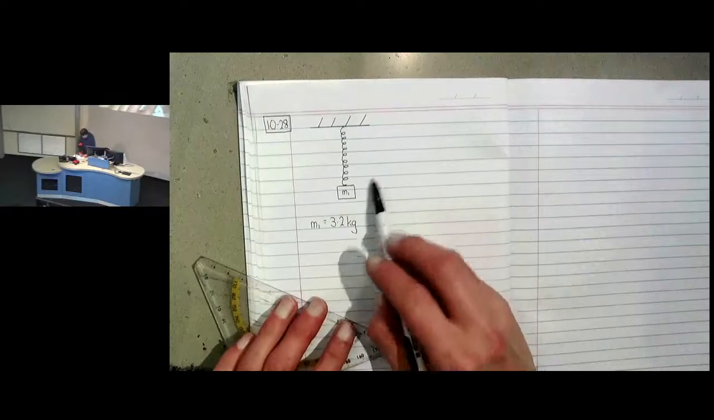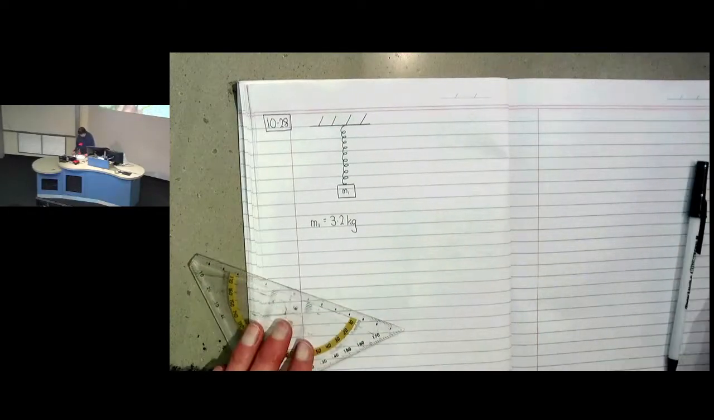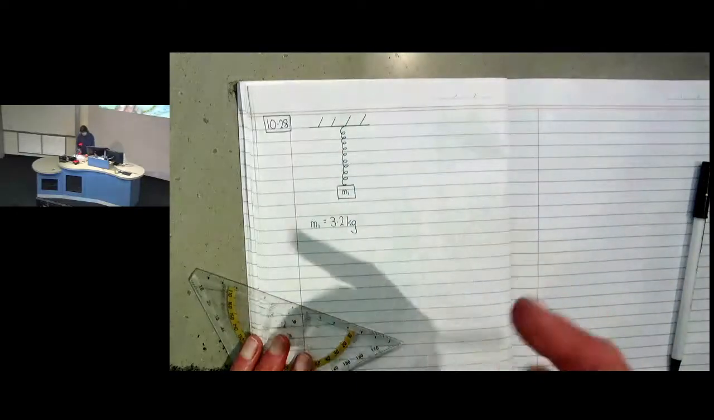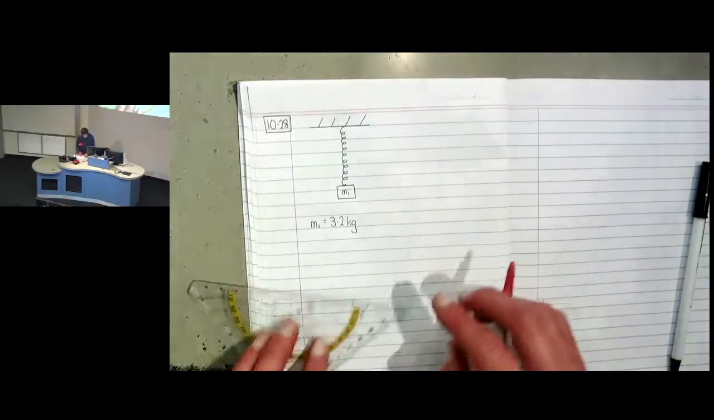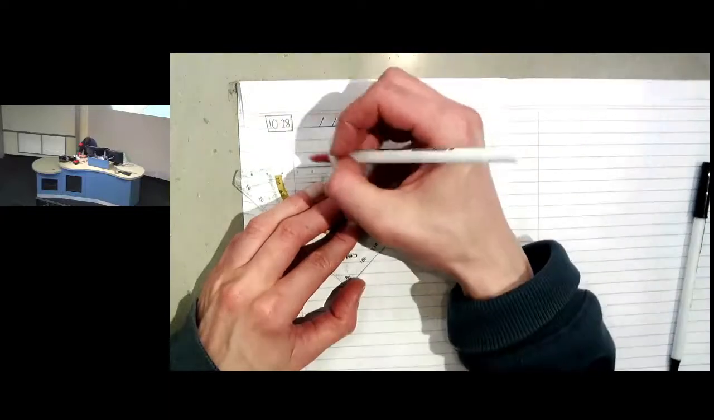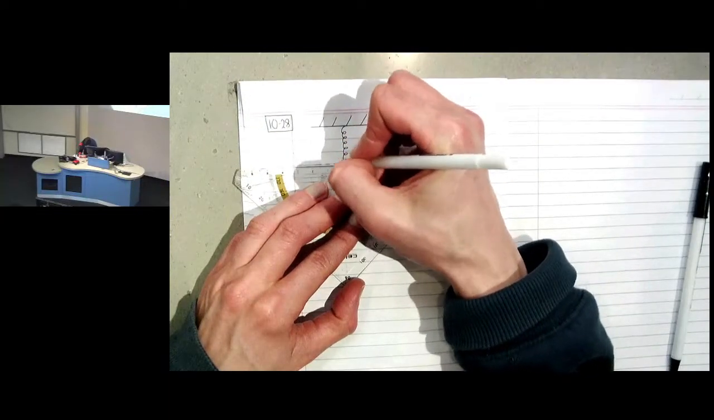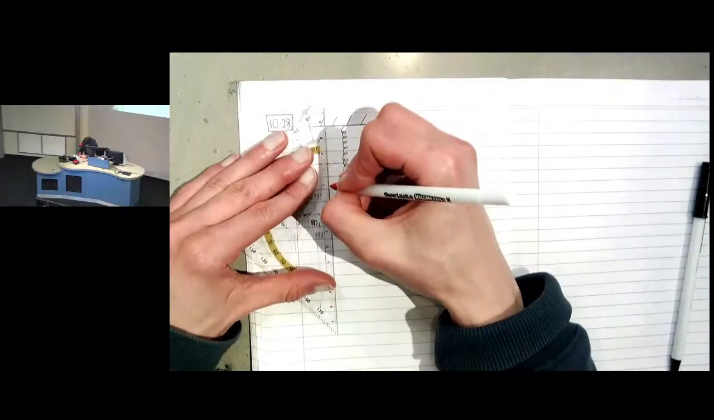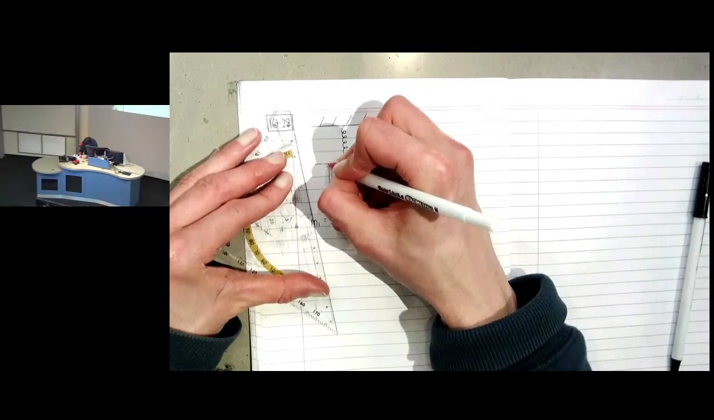So what is happening here is this block is just hanging there stationary. So the gravity force on this block is being exactly balanced out by a spring force acting upwards. And so in order for this spring to apply such a force, it has to be stretched away from its natural length. And I'll call the amount of stretching x1.